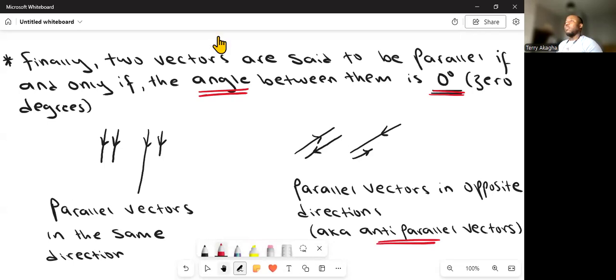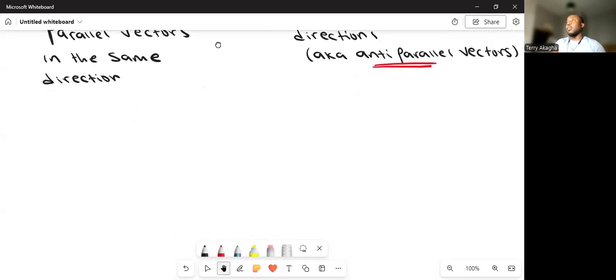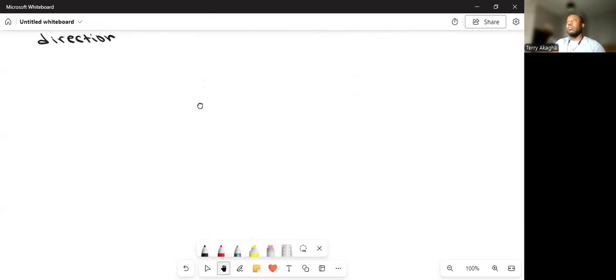All right, so that is that. Parallel vectors have no angle between them, they could also be scalar multiples, and they could be either in the same direction or in opposite directions. So let's talk about the properties of parallel vectors quickly, and then we'll talk about how to find parallel vectors. We'll talk about the dot product and the rest of it. We're going to talk about the properties first.